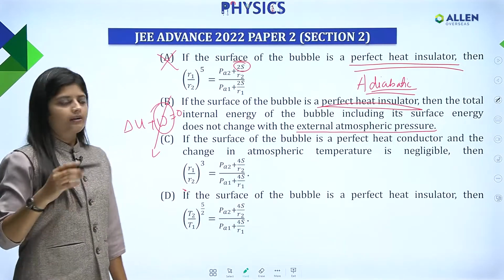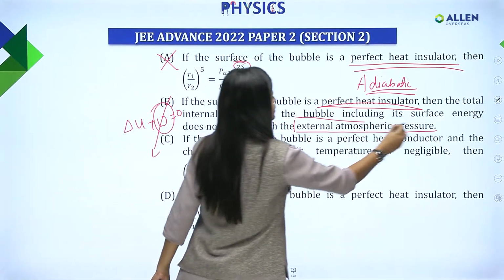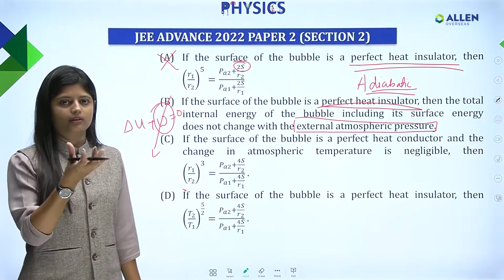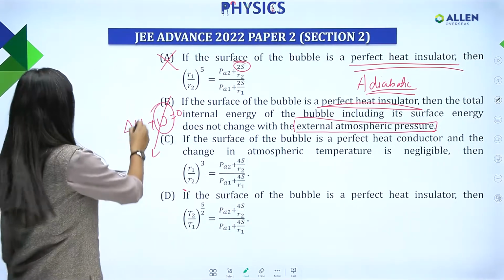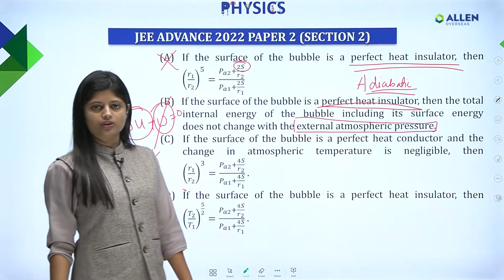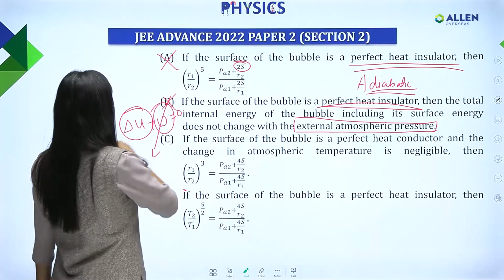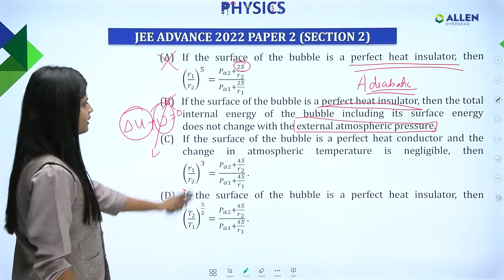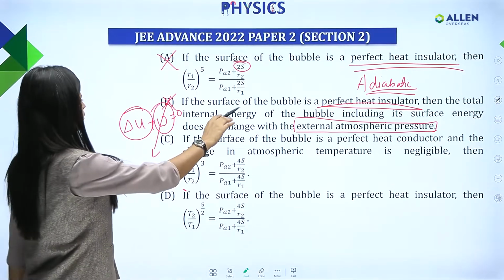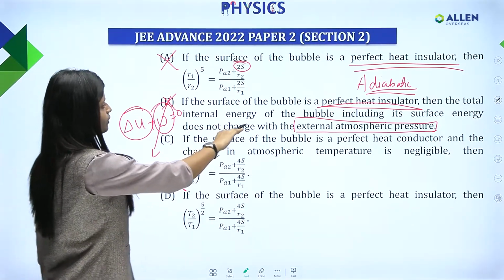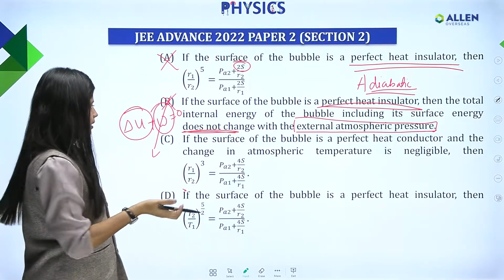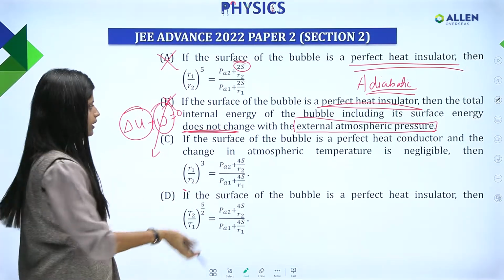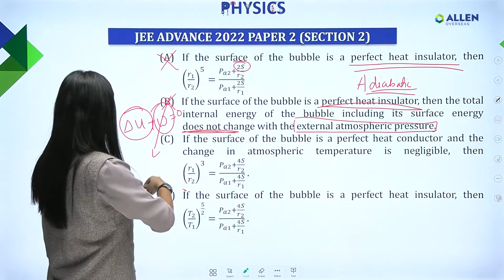and adiabatic process will not ensure that work done is 0 in this case. So if due to this atmospheric pressure, if any work is done on the gas, then definitely internal energy will also change and hence this option is also wrong. Okay, it is saying that the total internal energy of the bubble including its surface energy does not change. The answer is it may change, okay, depending on the atmospheric pressure.